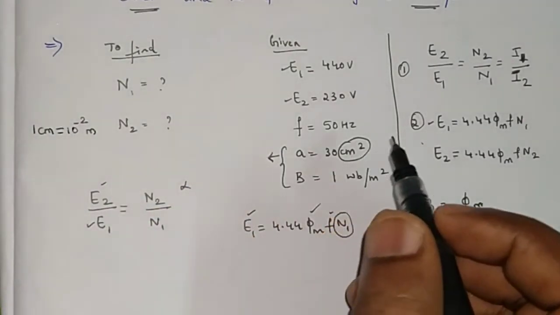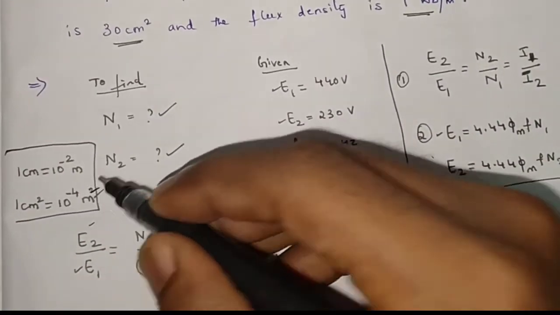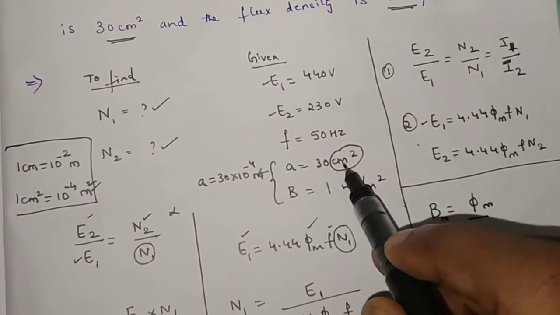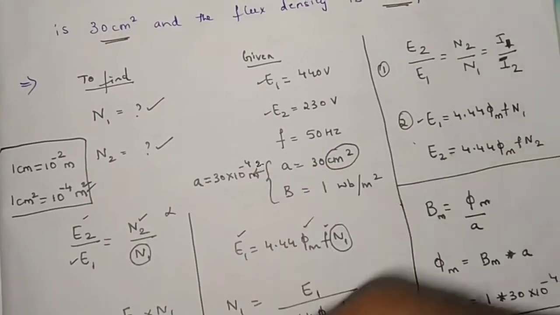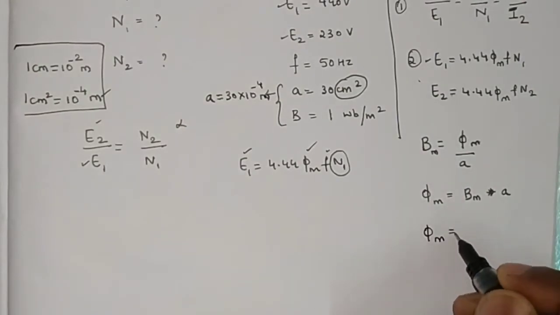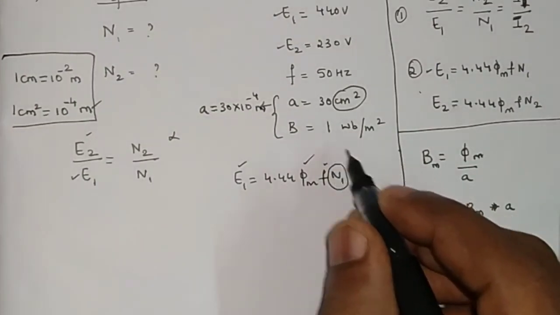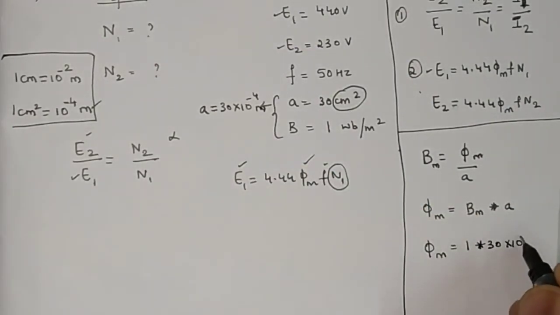So now I need to convert centimeter square. So 1 centimeter square is equal to 10 raised to minus 4 meter square. So when I convert area 30 centimeter square to meter square, area will be 30 into 10 raised to minus 4 meter square. Now we have to substitute in this formula. So phi m is equal to flux density 1 into area which we have converted, 30 into 10 raised to minus 4. So flux, when I simplify 30 into 10 raised to minus 4, the unit for flux is Weber.